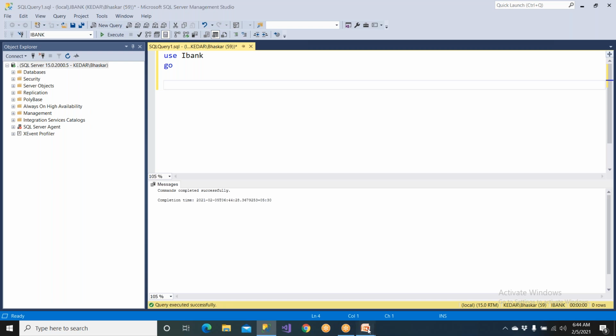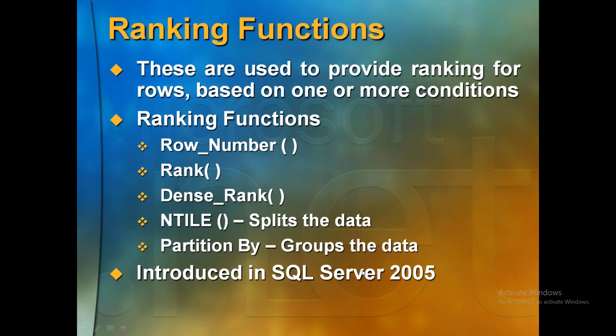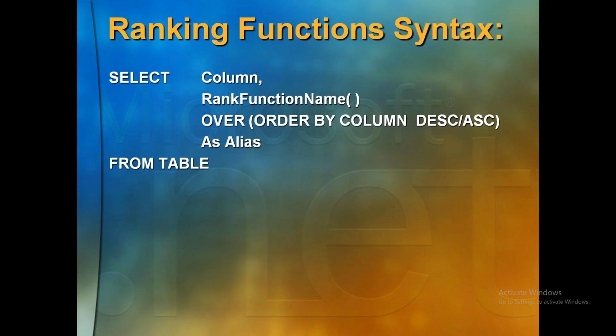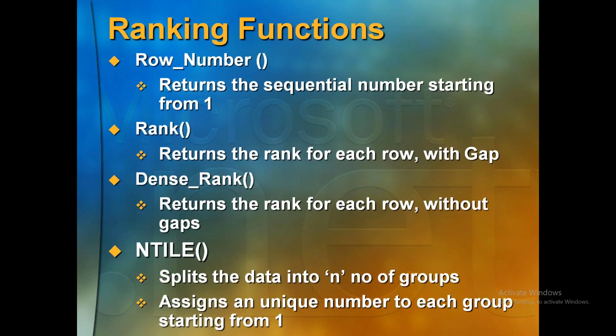Okay, so let us understand what the syntax for ranking is. You can write select columns, or you can also put star. Star means all columns. Then the ranking function name, then we need to write over order by any column from the table, either descending or ascending, and as alias from the table name. So this is how you must write the ranking function syntax.